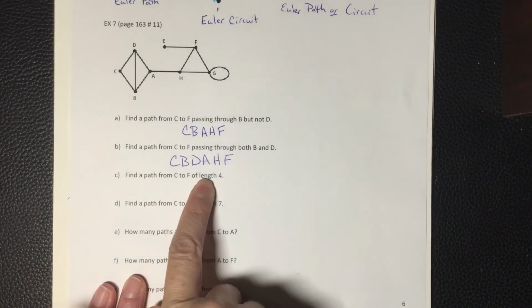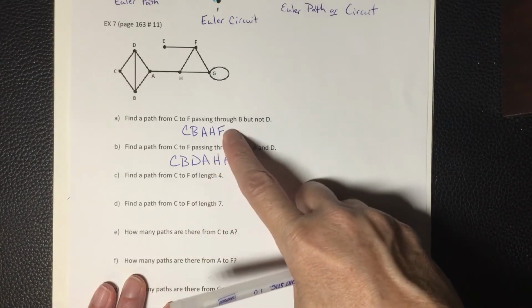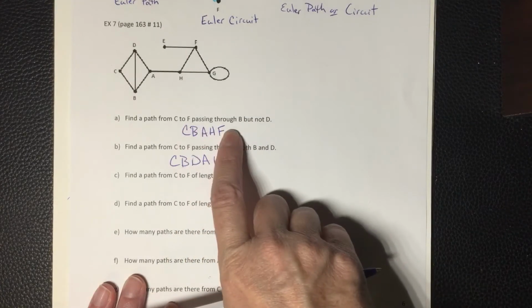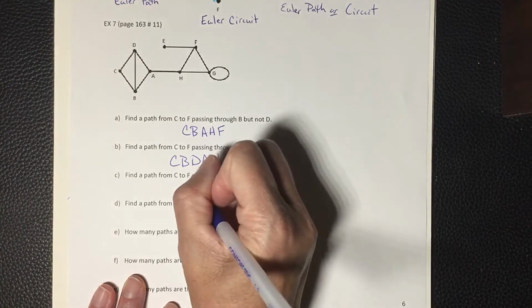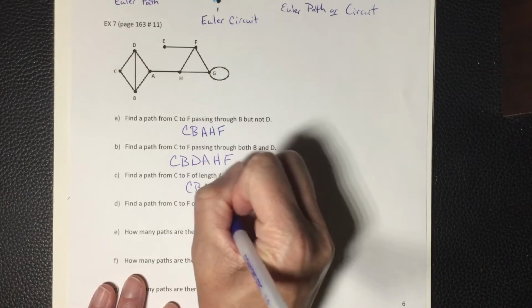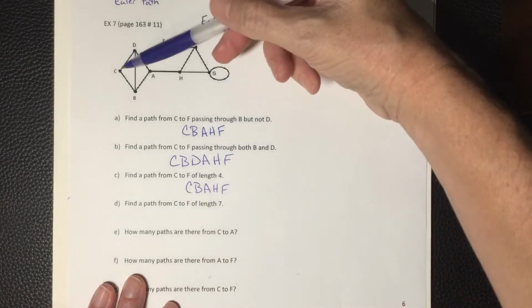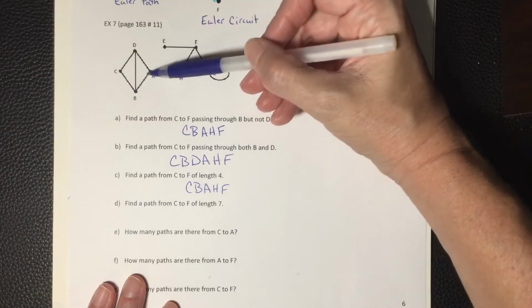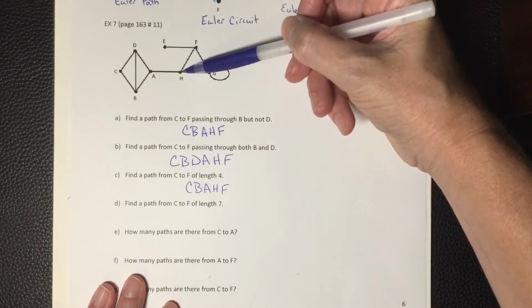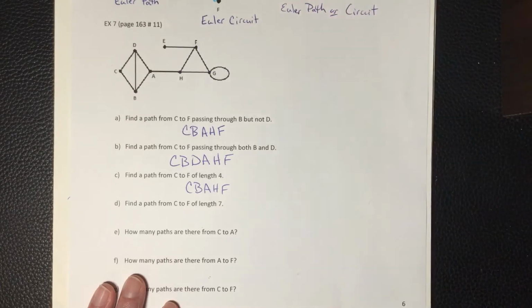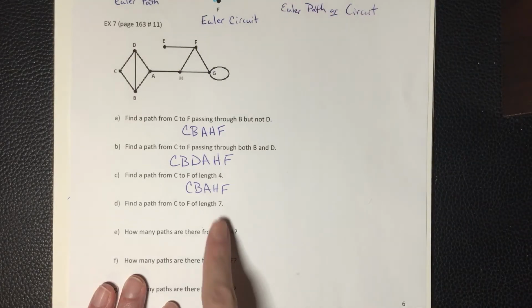Here we're asked for length 4. We just found one with length 4, so remember if it has 5 vertices, that means it went down 4 edges. So we could just recopy that one. Okay, so C to B would be 1 edge. B to A would be the 2nd, A to H would be the 3rd, and H to F would be the 4th.